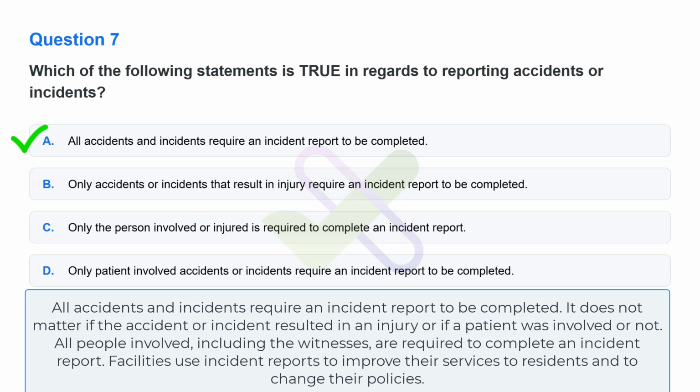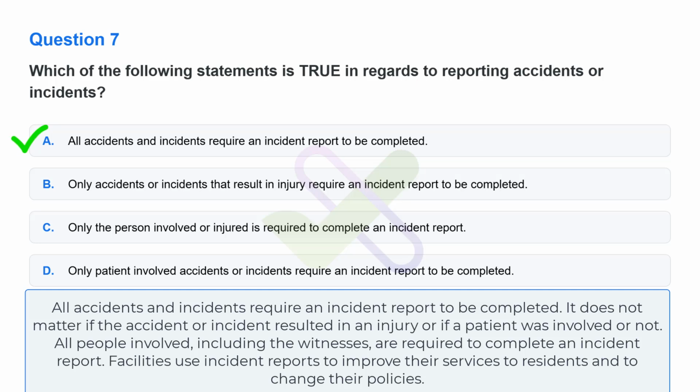The correct answer is A. All accidents and incidents require an incident report to be completed. It does not matter if the accident or incident resulted in an injury or if a patient was involved or not. All people involved, including the witnesses, are required to complete an incident report.